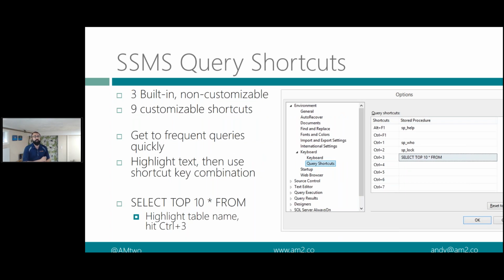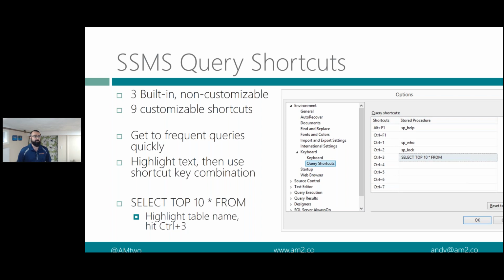Management Studio query shortcuts. You can get to this setup in the options window. There are 3 that are there that you can't change, but there are 9 options where you can put in your own custom query shortcut. My favorite is select top 10 star from.